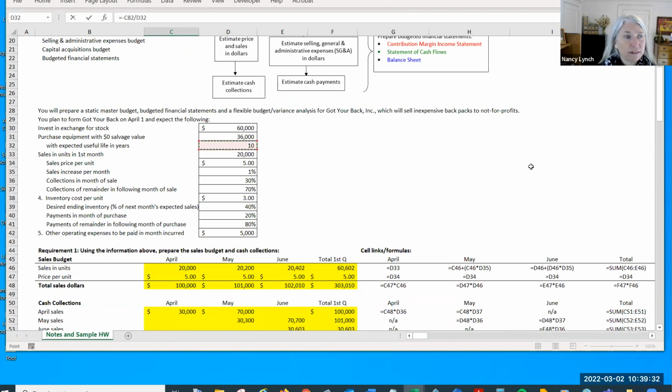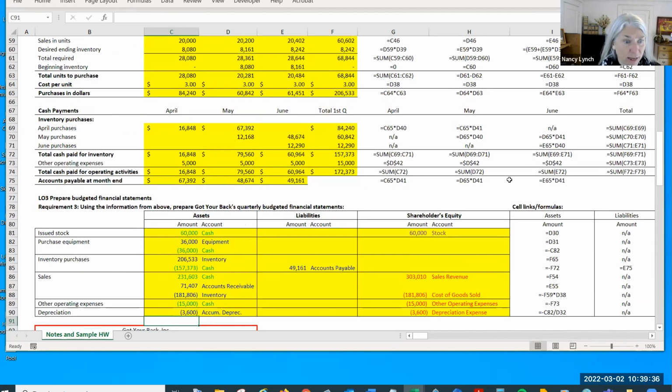It's 10 years. Now, if I hit enter, this is a whole year's worth of depreciation. I haven't had a whole year go by, so I'm going to multiply this. You can do it one of two ways. You can do it as a quarter, 1/4, or you could do 3/12. It's the same number. And that's how you get your depreciation.